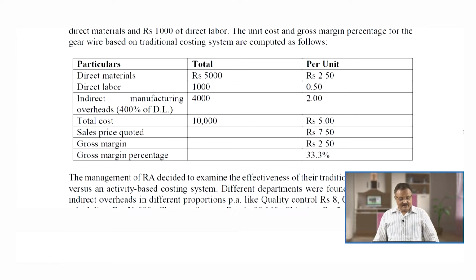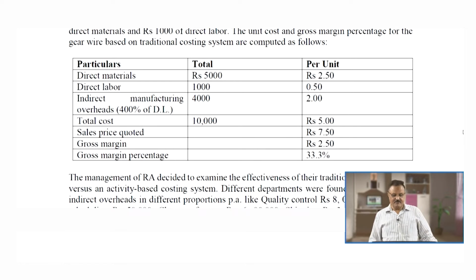So, if the firm calculates the cost on the basis of the total costing and absorption costing system, this works out to 5 rupees per unit, and the selling price offered by Maruti is 7.5 rupees. And what is the gross margin? Gross margin is 2 rupees 50 paisa, and as a percentage it is 33.3%, right. If you calculate here, 33.3% is the gross margin.